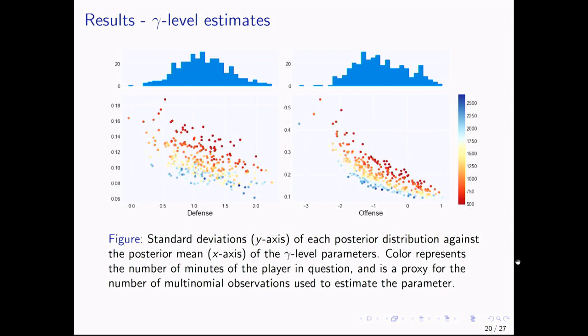We can do a similar thing for the gamma level estimates, where again, on the x-axis, we have the posterior mean, on the y-axis, the posterior standard deviation, and we again have that normal-ish curve appearing. But one key thing to note now is that since we're conditioning on which team has collected the rebound, we end up with a lot fewer observations on offense versus on defense. So there's a lot less variance for the defensive estimates than there are for the offensive ones.